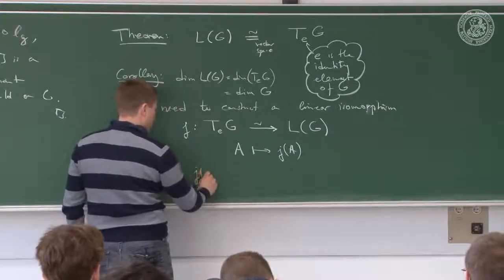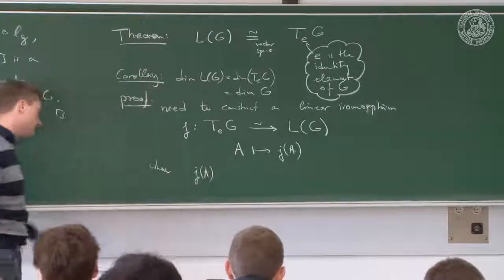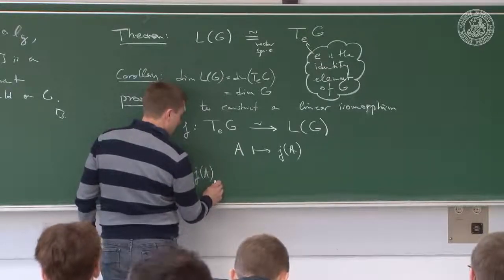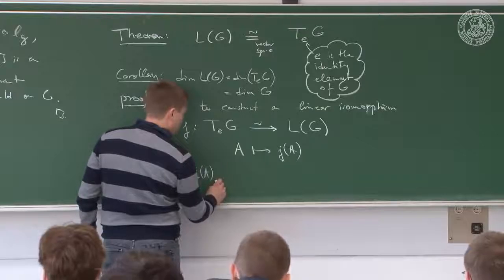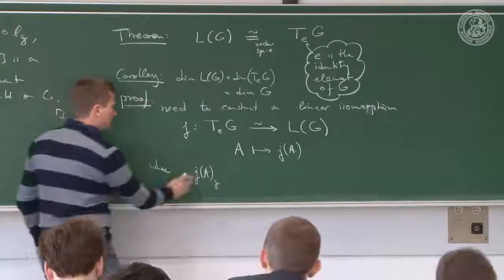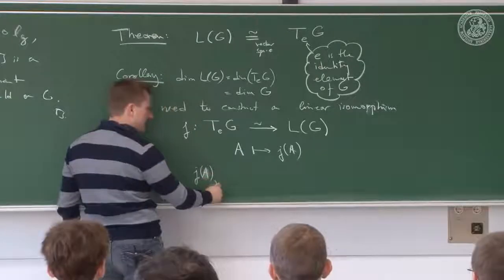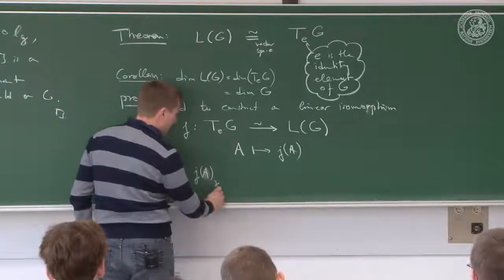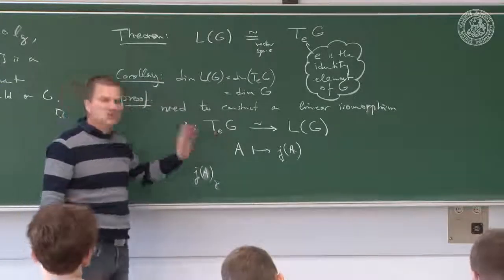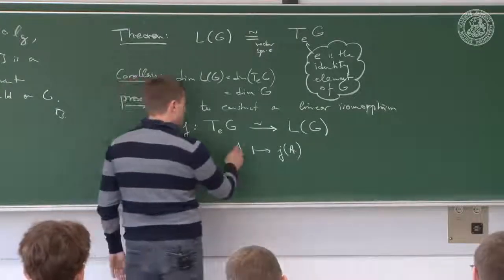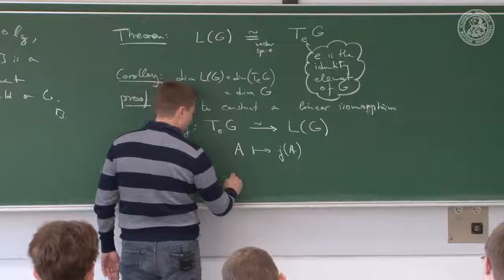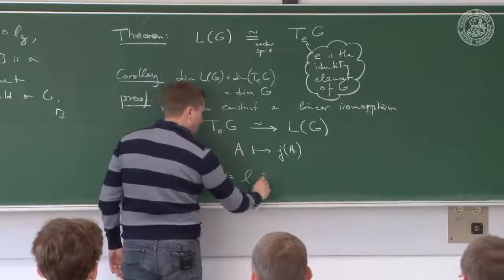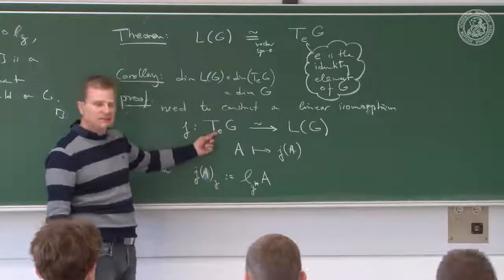Well, J of A is a left invariant vector field. It's a vector field in particular, so I can define it at the position G, and then it's a vector, right? If I have a vector field and I evaluate it at a point, that's the notation we always used, then this is an element of the tangent space at G, right? How do I construct this from an element in the tangent space at E? Well, nothing simpler than that. I use the left translation and I push forward the element in the tangent space at E.